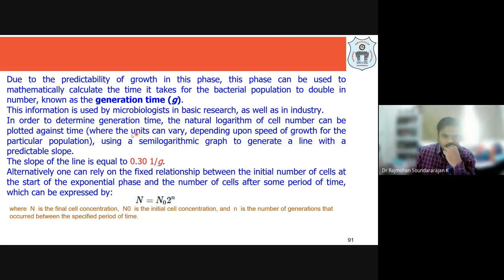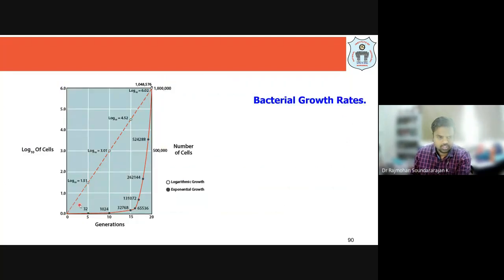In order to determine this generation time, the natural logarithm of the cell number can be plotted against time, where the units can vary depending upon the speed of growth for the particular population, using a semi-logarithmic graph to generate a line with a predictable slope. Okay, so you can get a predictable slope by plotting this number of cells.